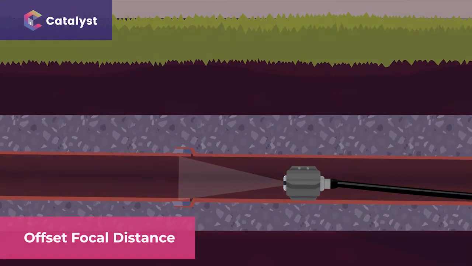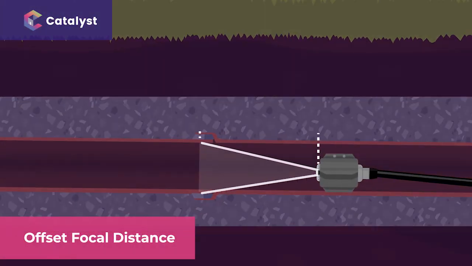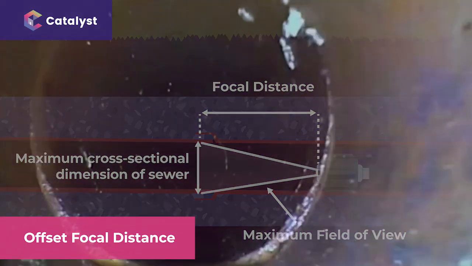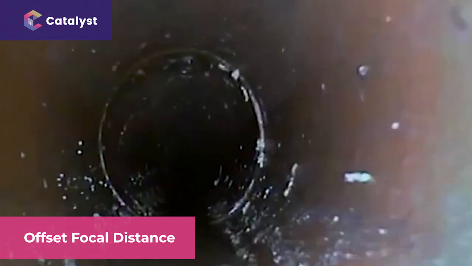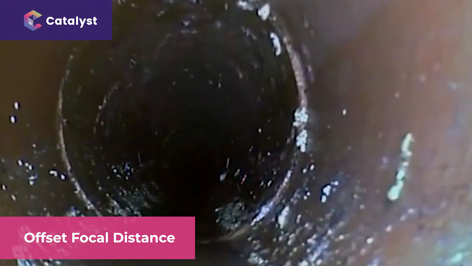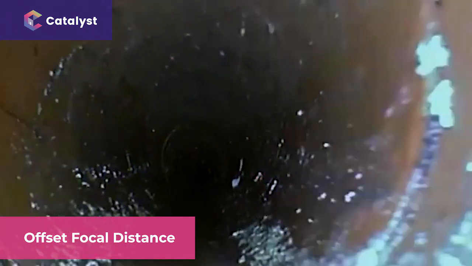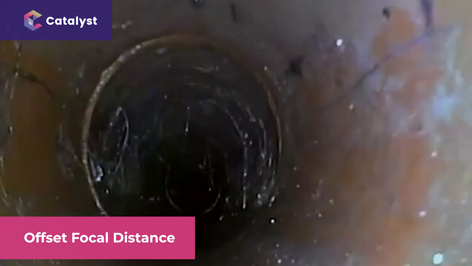The offset focal distance also needs to be considered. This changes depending on the size of the pipe. In basic terms, the offset focal distance means the location you're seeing on the monitor screen is not the actual location of the camera. This can be important if you're marking up for a liner that needs to be finished at a precise point, such as a junction or a rest bend, or a patch liner repair that needs to cover a fault in the pipework.